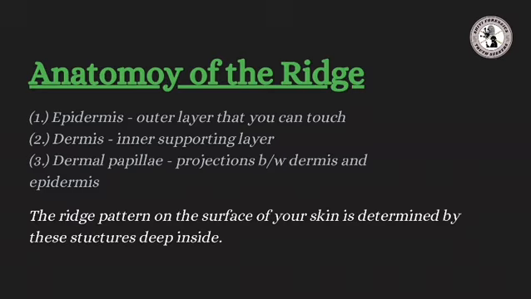First, we have the outermost layer called the epidermis that you can touch. Then the inner supporting layer called the dermis. And lastly, there are small projections between the dermis and the epidermis called the dermal papillae. It is these dermal papillae which determine the kind of ridge patterns on your skin's surface.